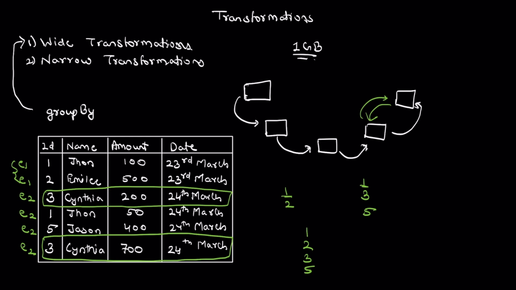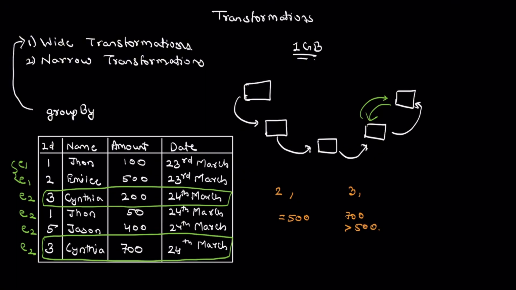Now we have understood what wide transformations are. Let's understand what narrow transformations are. Say, for example, in our dataset, a customer can purchase only once on a given day, and you want to filter out the customers who are spending more than 500 on a single day. So our output would be ID 2, which is Emily from executor 1, because she is spending equal to 500, and we will be getting ID 3, which is Cynthia from executor 2, because she is spending 700, which is greater than 500.